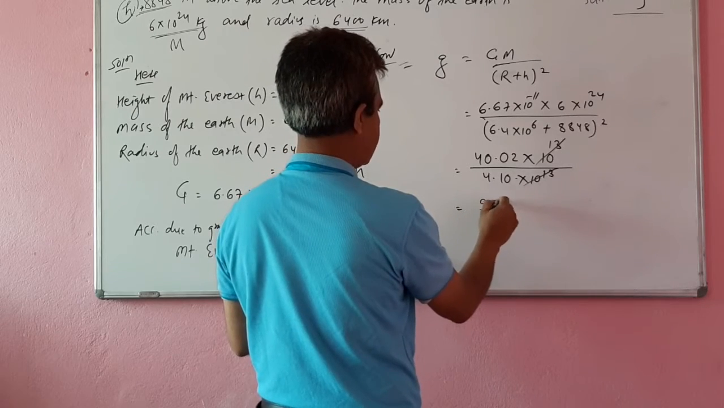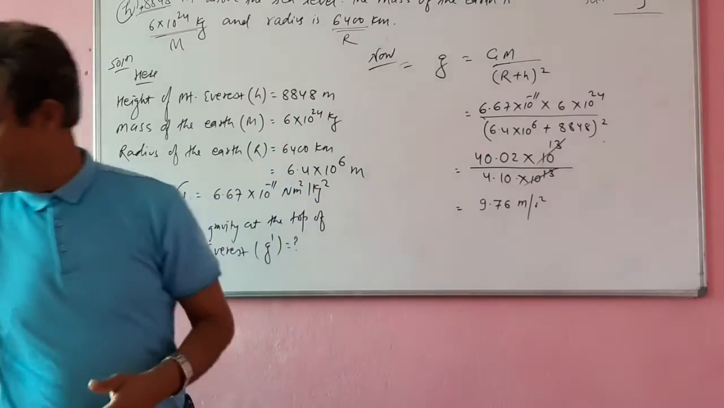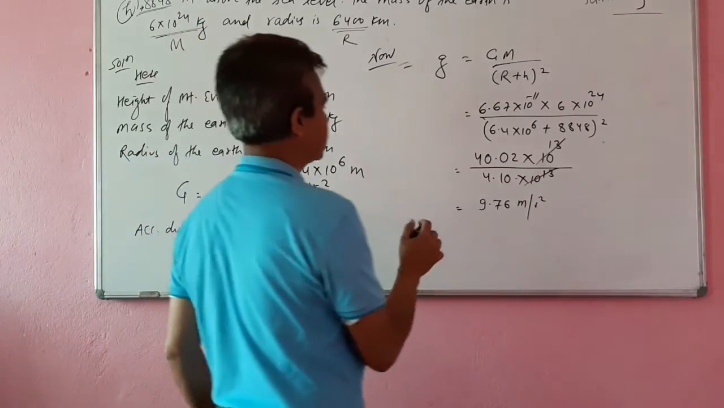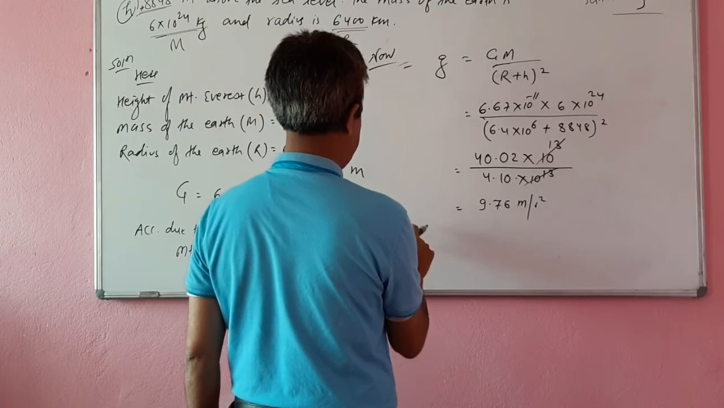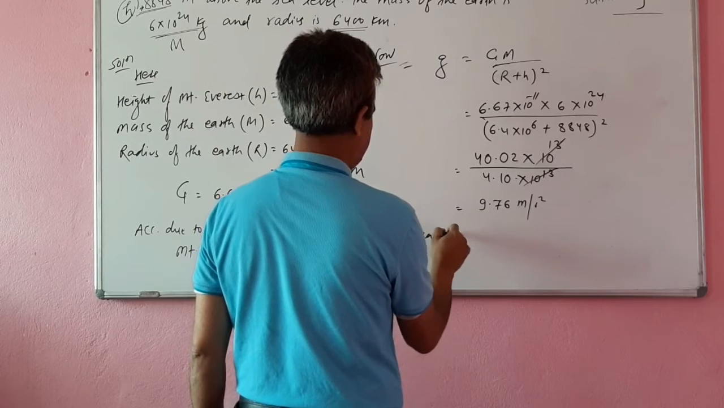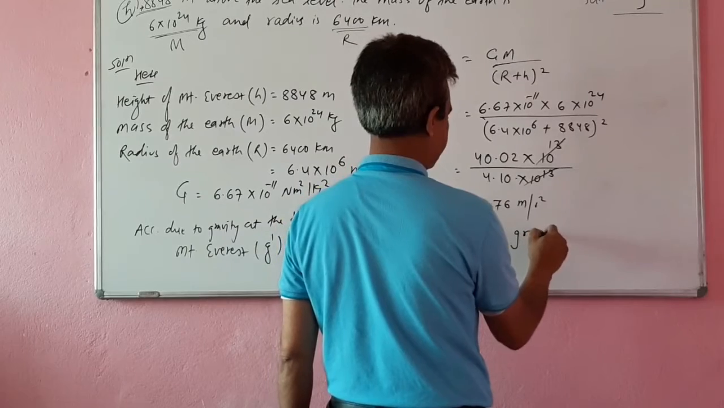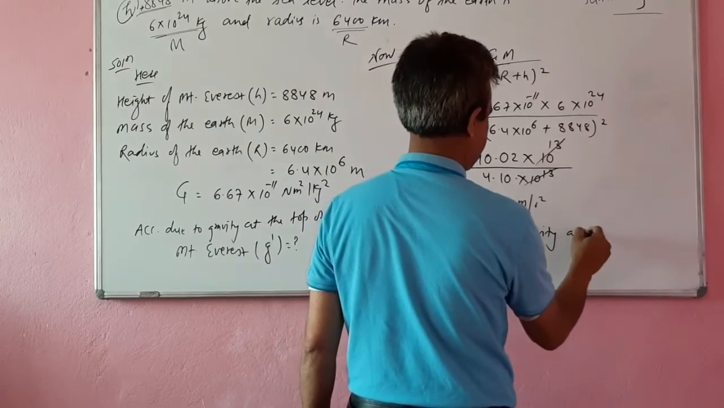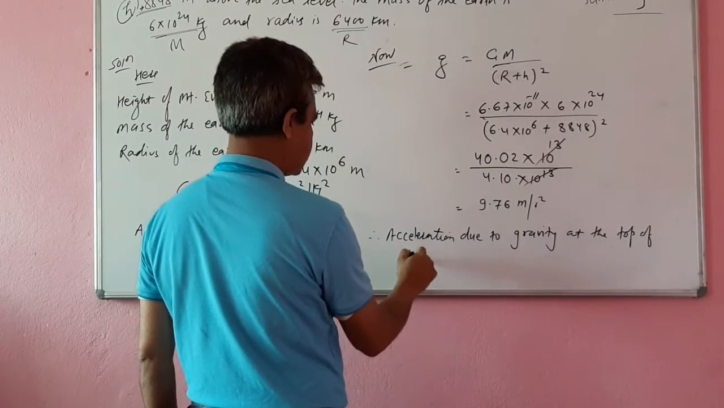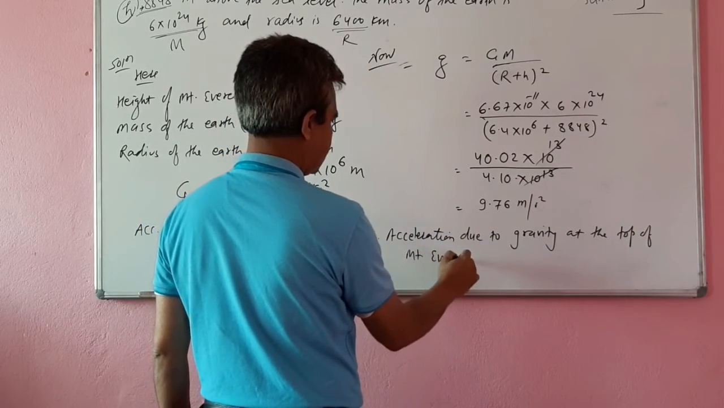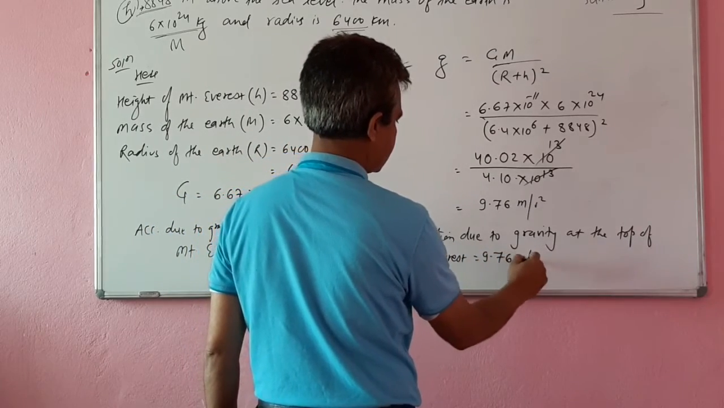9.76 meter per second square. Therefore, acceleration due to gravity at the top of Mount Everest equals 9.76 meter per second square.